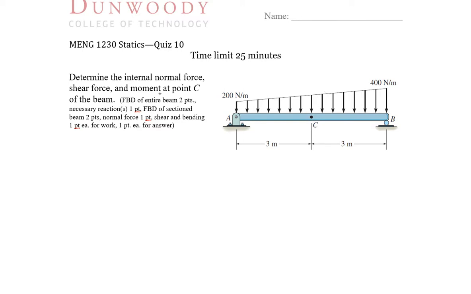And I've given you a rubric here. You get some points for a free body diagram of the whole beam, and for getting some reactions. Then for the section beam, we get 2 points for that free body diagram. And then 1 point for each of the answers for the shear, bending, and normal forces, and 1 point for the work for those. So, starting with our free body diagram of the whole beam.